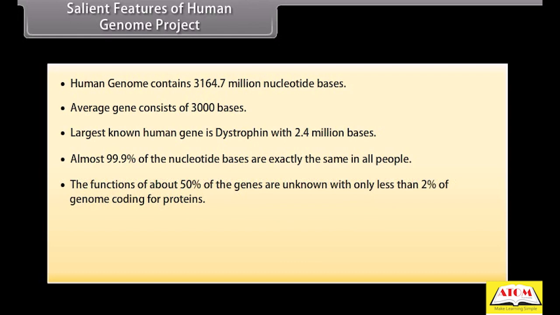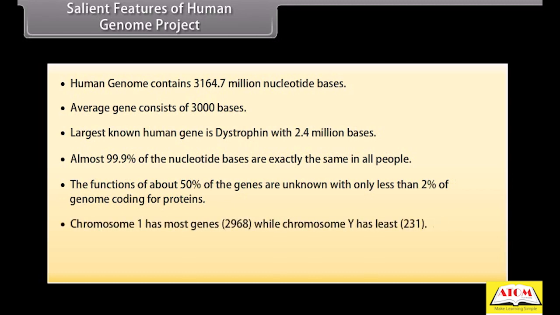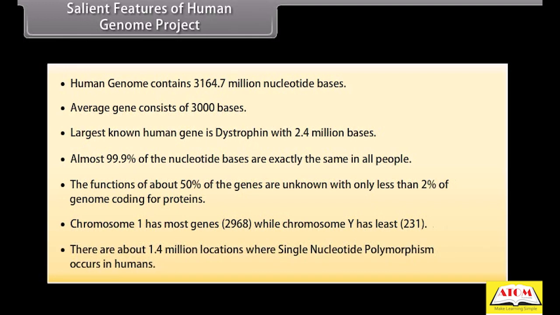The functions of about 50% of the genes are unknown, with less than 2% of genome coding for proteins. Chromosome 1 has most genes, 2,968, while chromosome Y has least, 231. There are about 1.4 million locations where single nucleotide polymorphism occurs in humans.